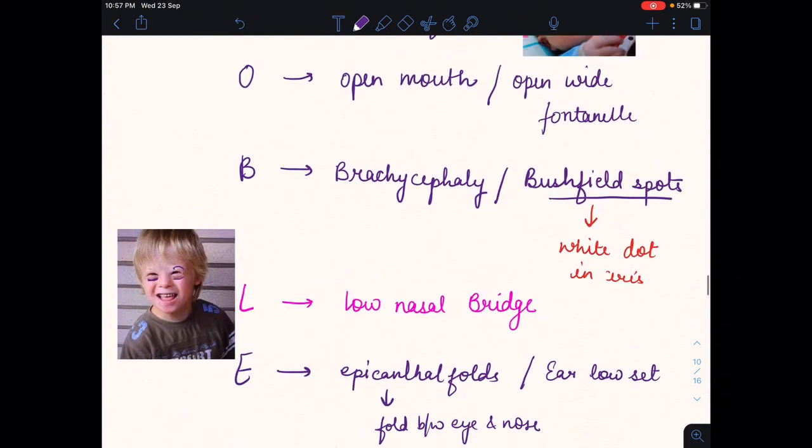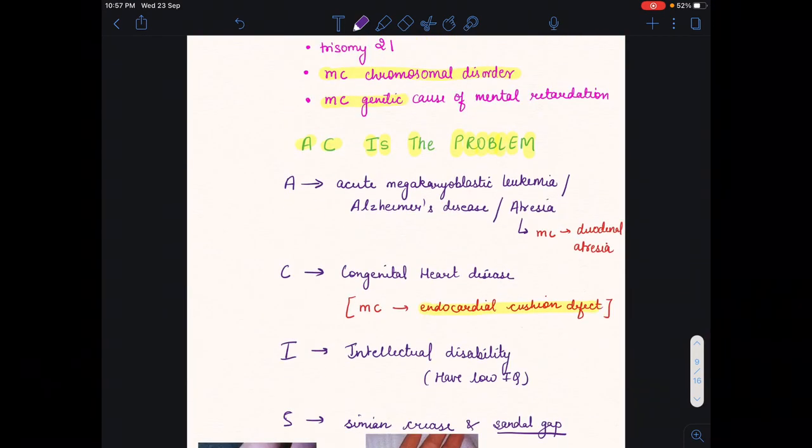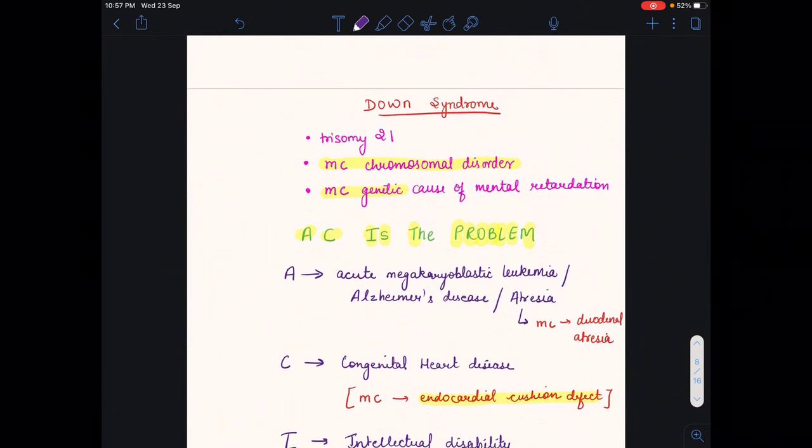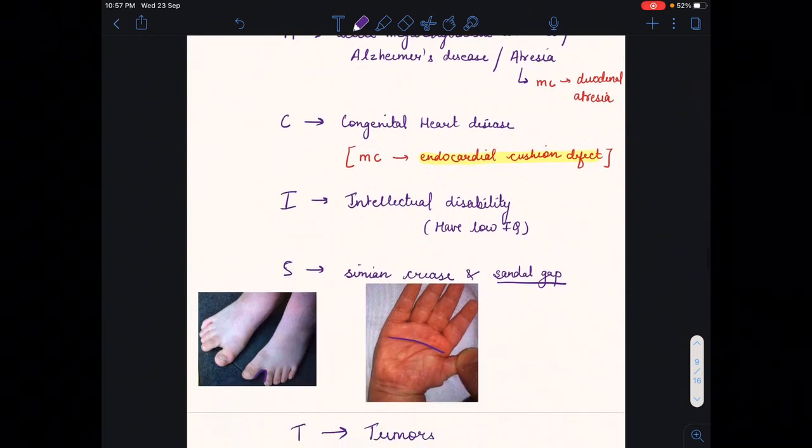So this is our trick for Down syndrome. What is the trick? AC is the problem. A for acute megakaryoblast leukemia, Alzheimer disease, and atresia. The most common atresia in Down syndrome is duodenal atresia. C for congenital heart disease, and the most common is endocardial cushion defect. I for intellectual disability. S for simian crease and sandal gap. Simian crease means a single transverse crease on the hand.